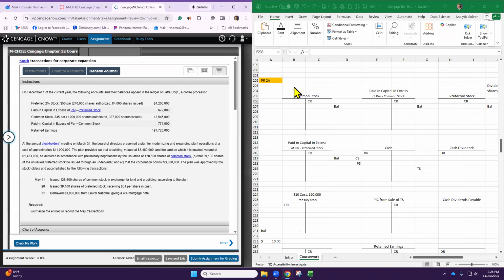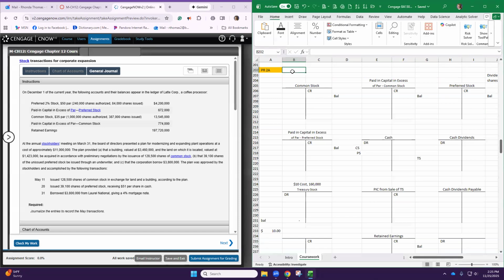So let's go ahead and put down that it is December 1st of the current year. The following accounts and their balances appear in the ledger. Okay, it says we have preferred stock. Now, when they talk about a stock, you want to put the information about each of those above the T account where it's located so you can keep track of what's going on.